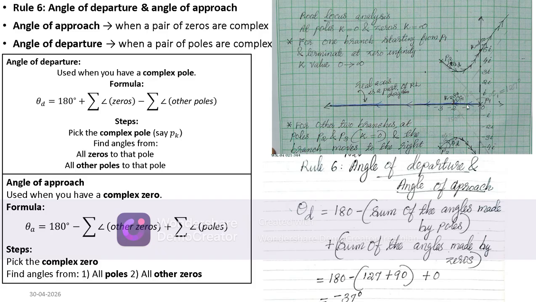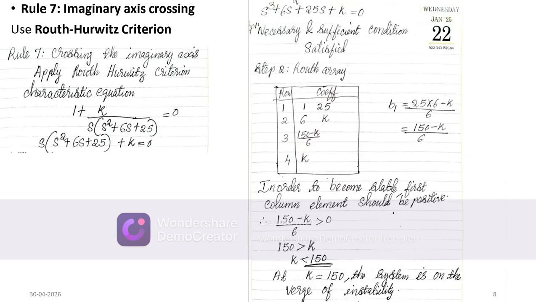Another thing is, when you look at the diagram, it will be a mirror image. So once you draw the top portion, you just need to draw its mirror image in the bottom portion. Okay. Another thing is, the root locus lines will be crossing the imaginary axis. In order to find the crossing point, we can use the Routh-Hurwitz criteria. It is already discussed. So for crossing the imaginary axis, apply the Routh-Hurwitz criteria.